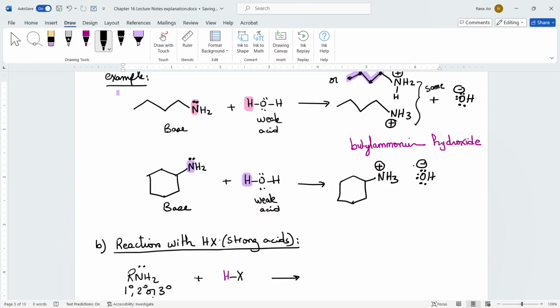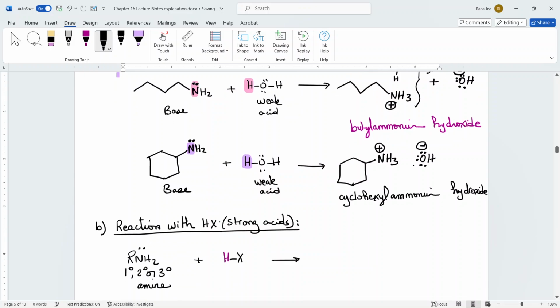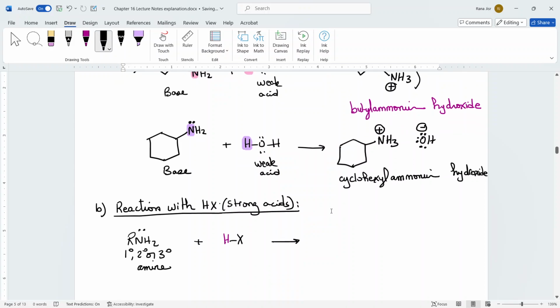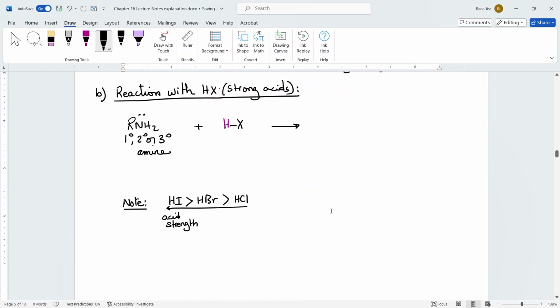So if I want to name this, then that is going to be a cyclohexyl ammonium hydroxide. That same reaction can also happen with a strong acid.